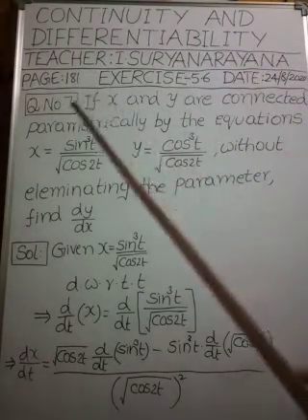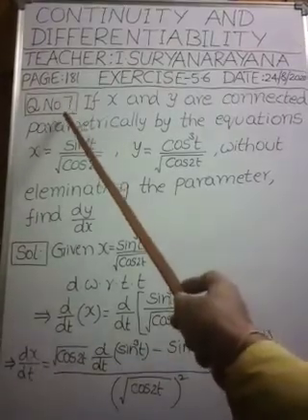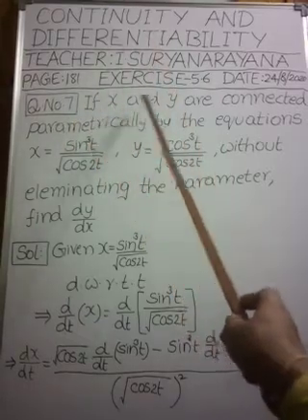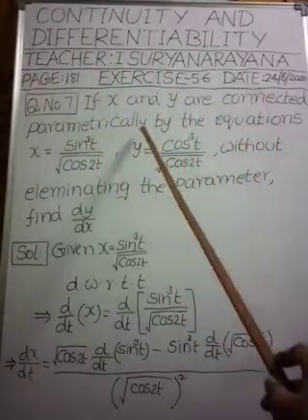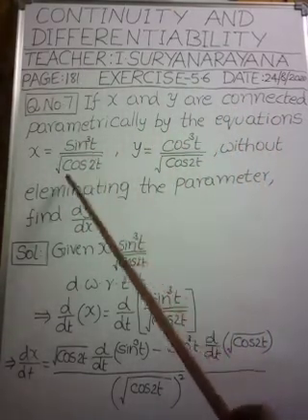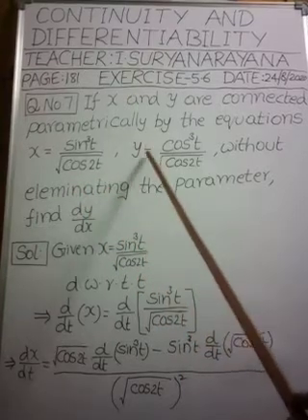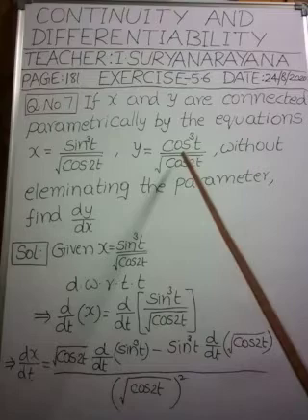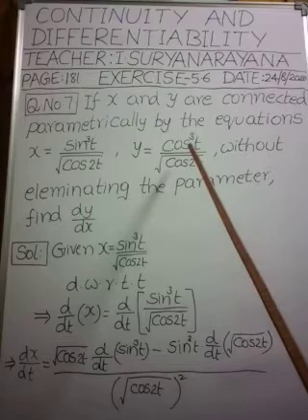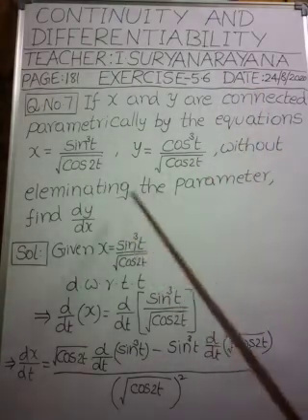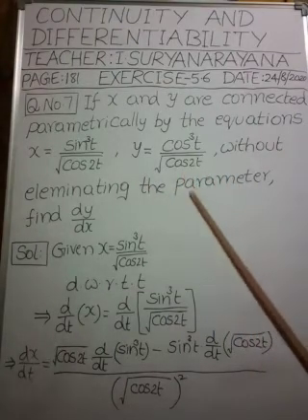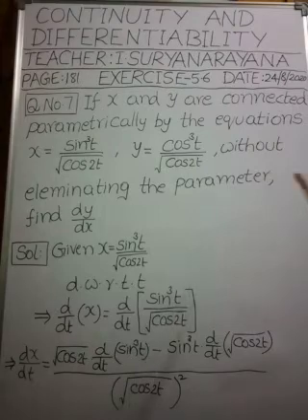Now come to question number 7. Now we are going to discuss question number 7. If x and y are connected parametrically by the equations x is equal to sin cube t by square root of cos 2t, y is equal to cos cube t by square root of cos 2t. Parametric equations are given here. Without eliminating the parameter, find dy by dx. Here we have to find dy by dx without eliminating the parameter.